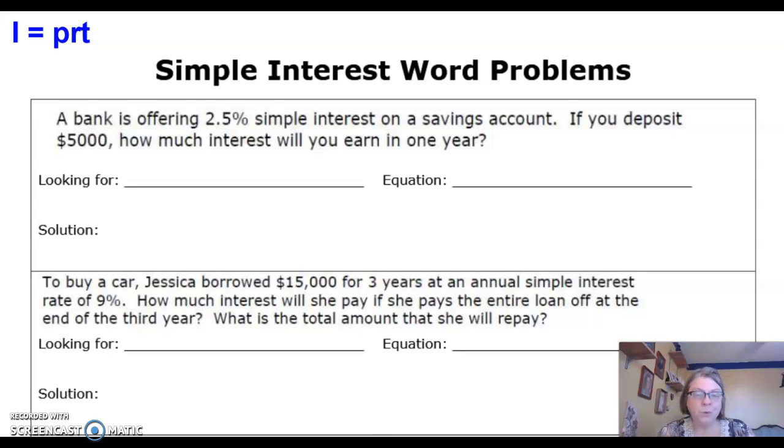Hey, welcome to part two of simple interest. This time we're going to be putting simple interest, using the equation in word problems. Remember that we're only looking for money, percent, and time in years. We may be looking for two types of money: the money we start with and the money that we end with.